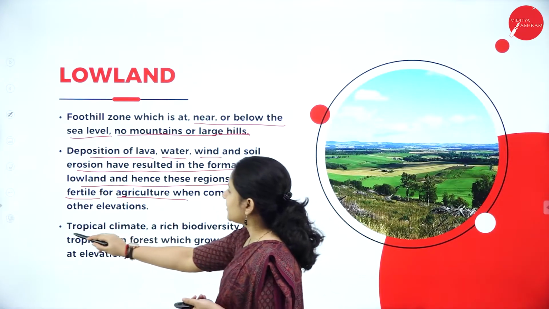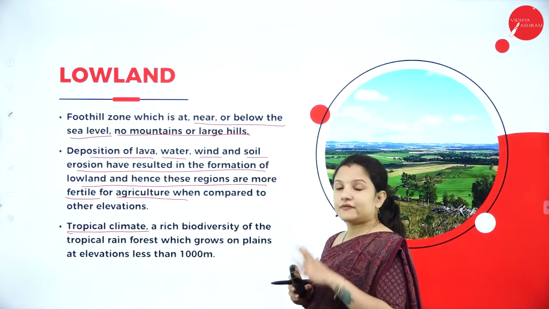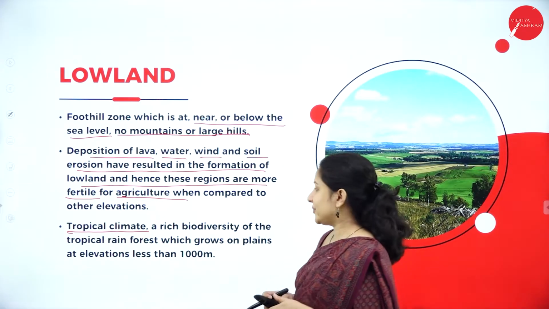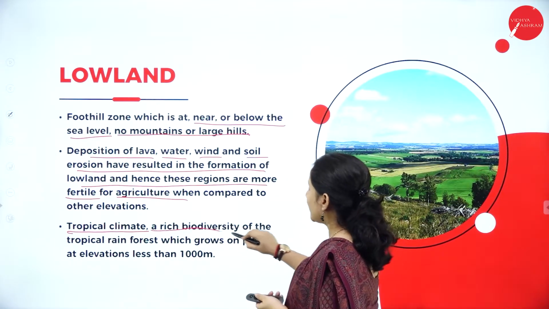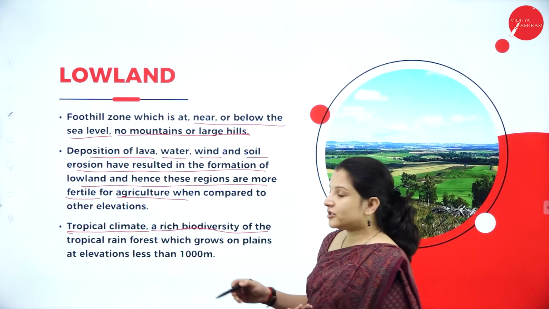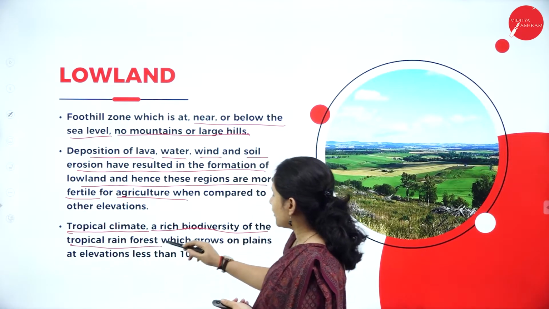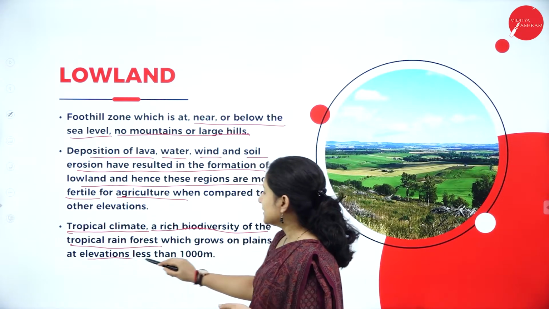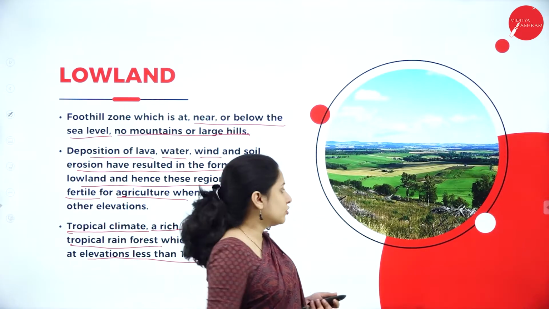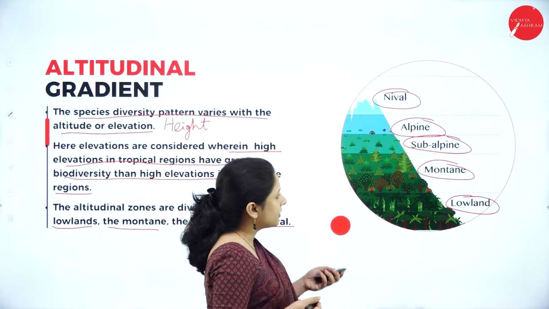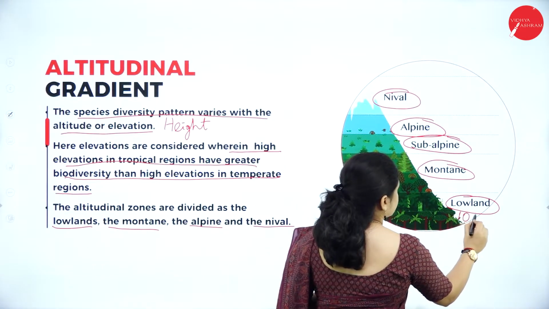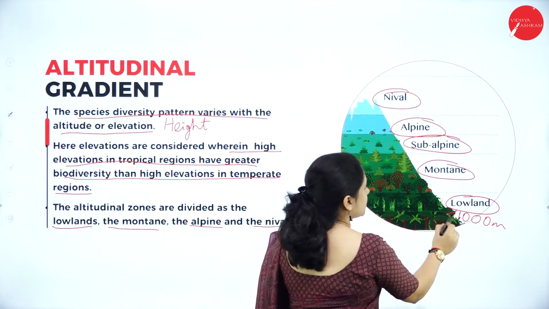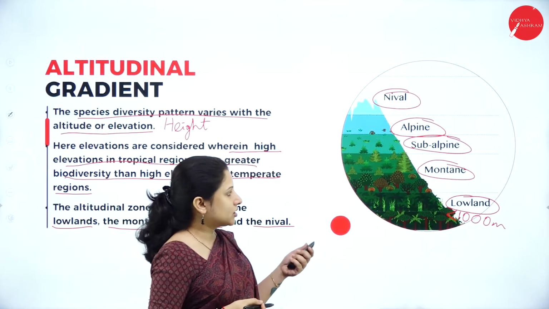Lowland, that is the tropical climate in the lowland. If the lowland is in the tropics, in those countries situated in the tropics, then they will have a very rich biodiversity because they have a tropical rainforest which grows on the plains at elevations less than 1000 meters. So the lowland is at an elevation of less than 1000 meters. So this is about the lowland.